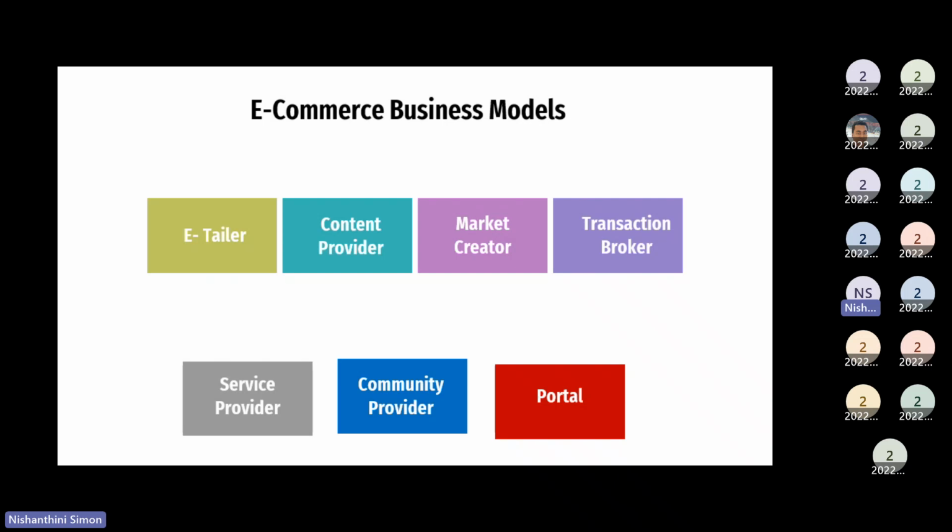Top jobs. Yes, we can consider, we can go and advertise the vacancies. Yes, a market creator.